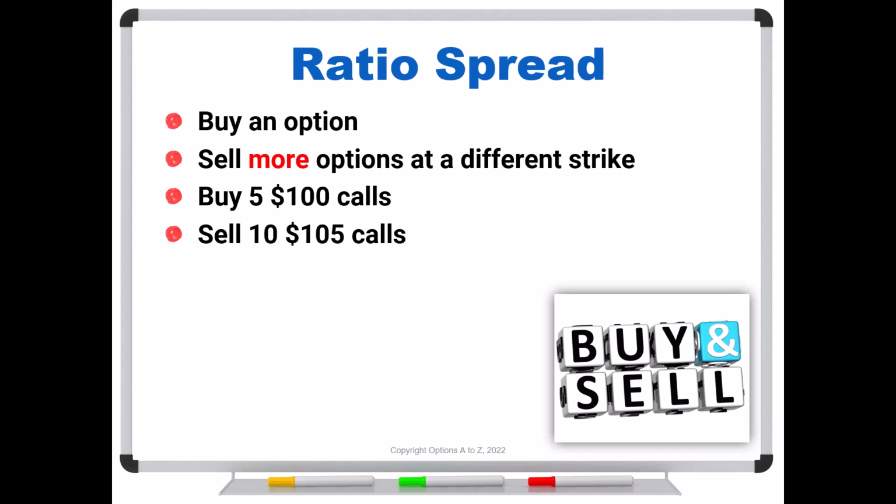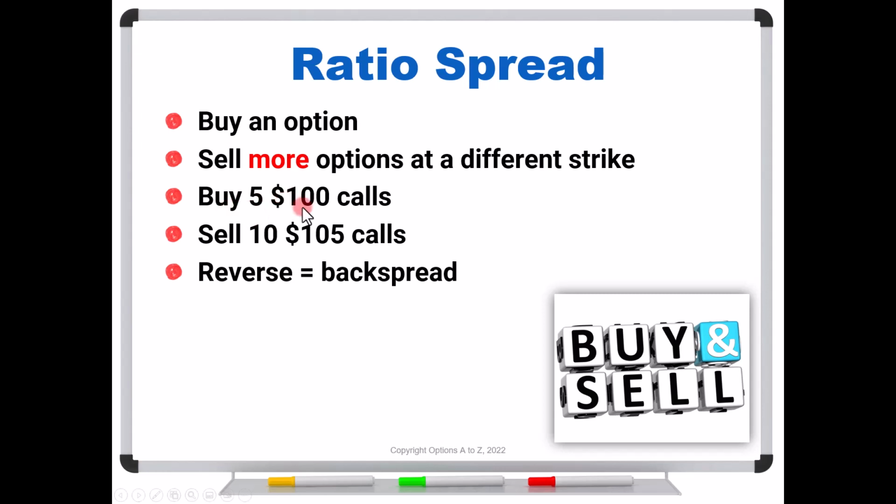Notice that on a net contract basis, we have naked options up here. We're long 5, but we're short 10. Now, if we took the trade on the opposite side, that would be called a backspread, and it's going to have the exact inverse profit and loss diagram.